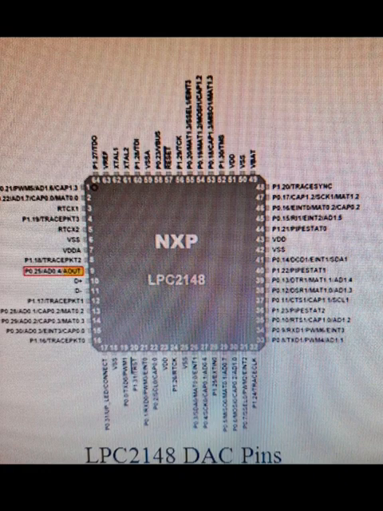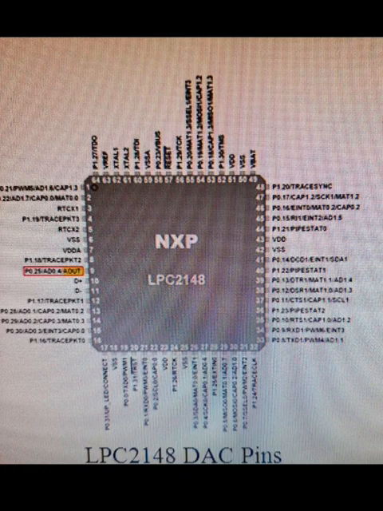And VREF, that is the voltage reference, provides the voltage reference for the DAC. VDD and VSS are the analog power and the ground. These are the power and the ground pins for the DAC. This should be the same as the VDD and the VSS.